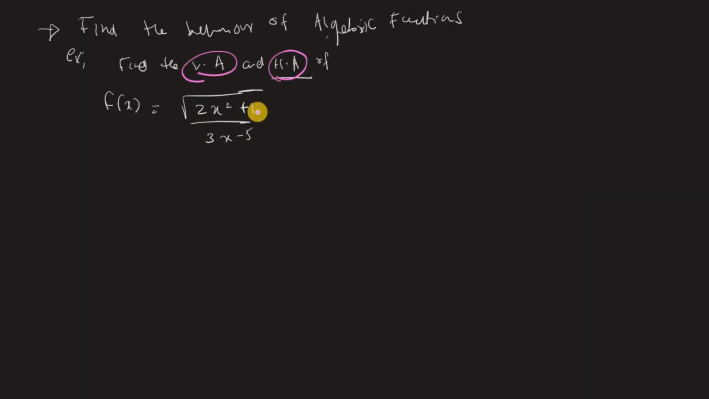Okay, so let's go ahead and try to solve this question over here. And here we have two questions. The first one is to find the vertical asymptote, and the second one is to find the horizontal asymptote of this given function. Okay, so to find the vertical asymptote, it's pretty simple.